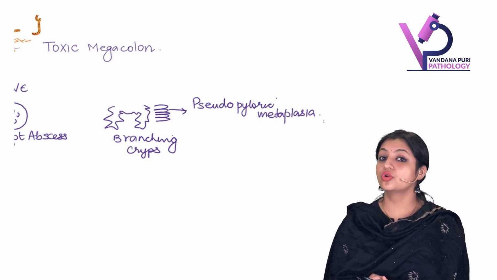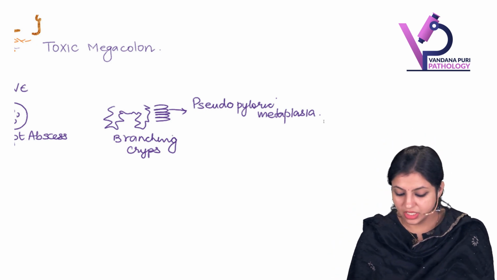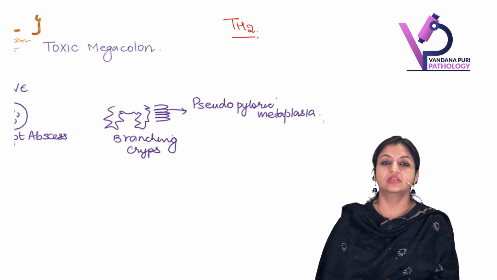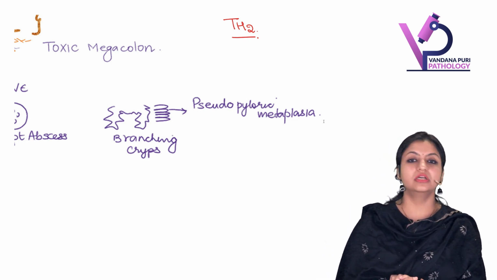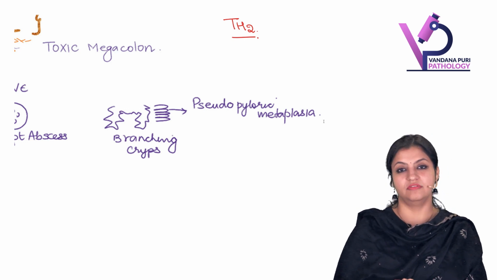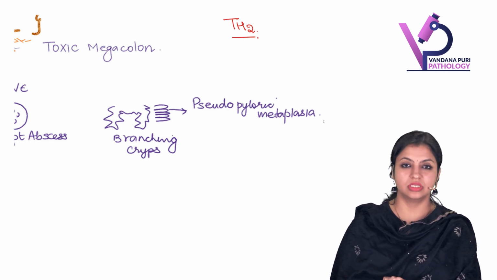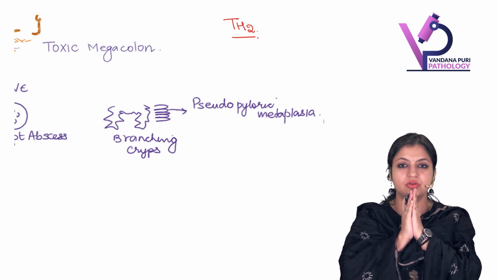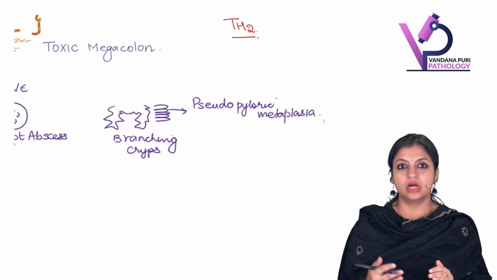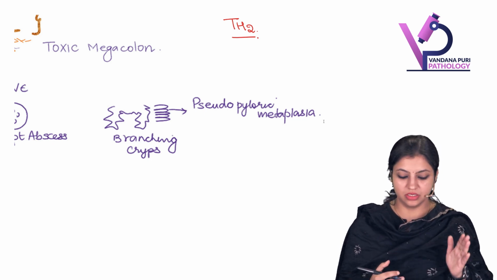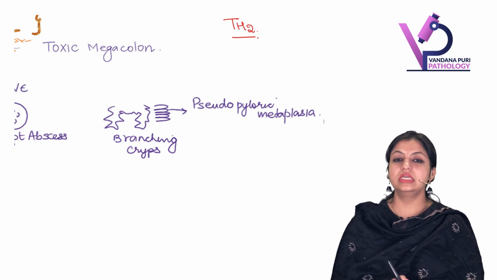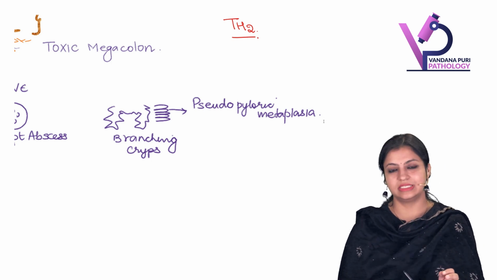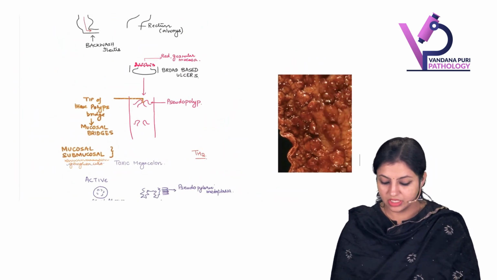So, in contrast to Crohn's disease, where Th1 cells were activated, in ulcerative colitis, Th2 cells are activated. So, in ulcerative colitis, which cells are activated? Th2 cells are activated. Everybody should be clear about this, okay? Once everybody is clear about it, we should now try to understand what is the pathogenesis of these inflammatory bowel diseases. But before going to the pathogenesis, let's see some images here of ulcerative colitis.